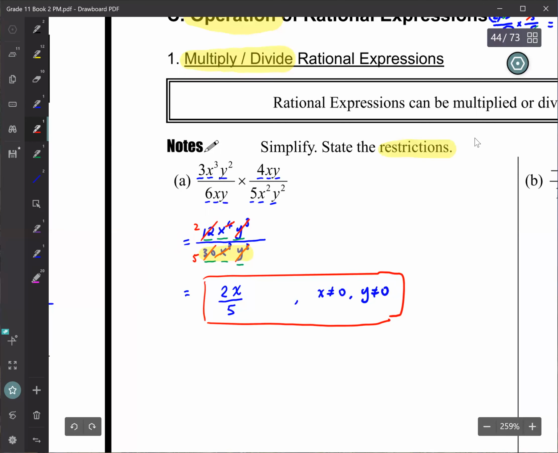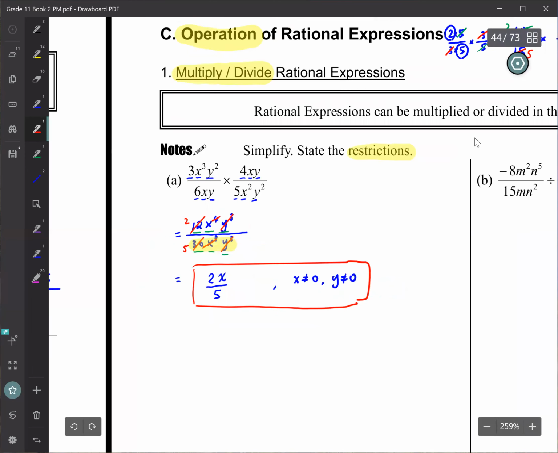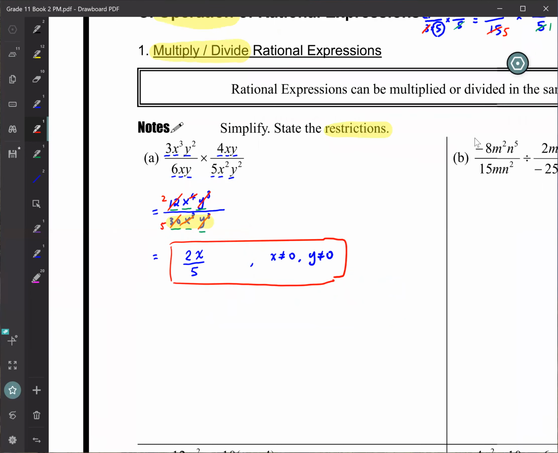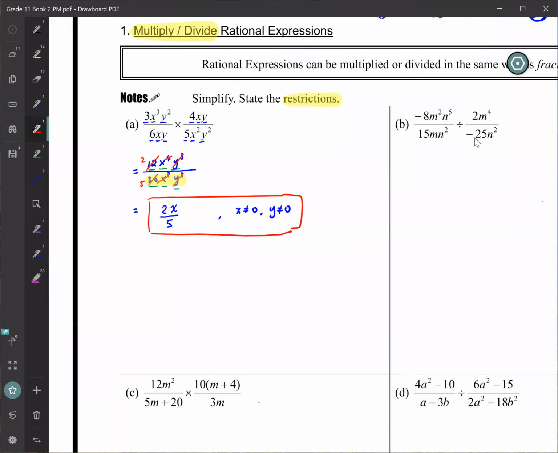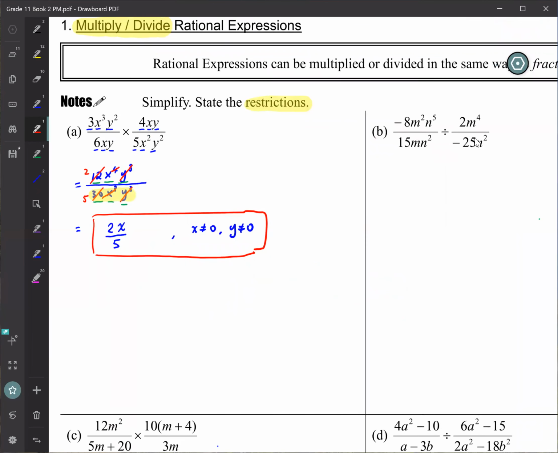Okay, anyone has questions about A? So that's how we multiply. A is very simple. Later on it gets a little bit complicated. Let's look at B. B is dividing. Let me highlight that, dividing.